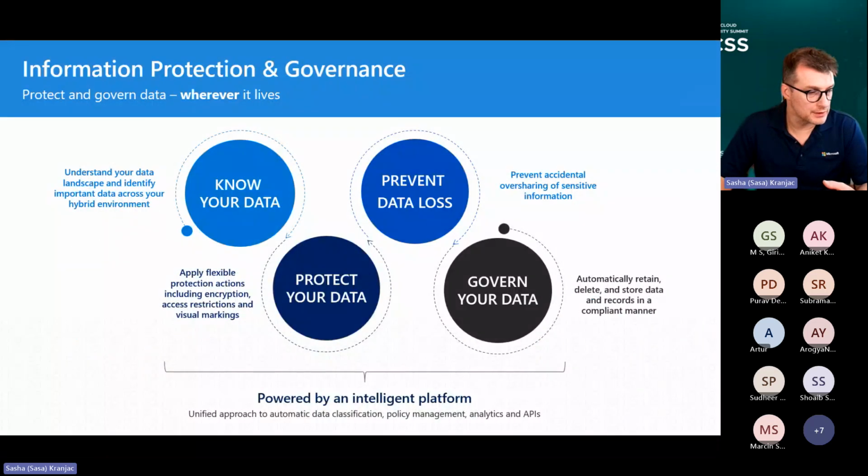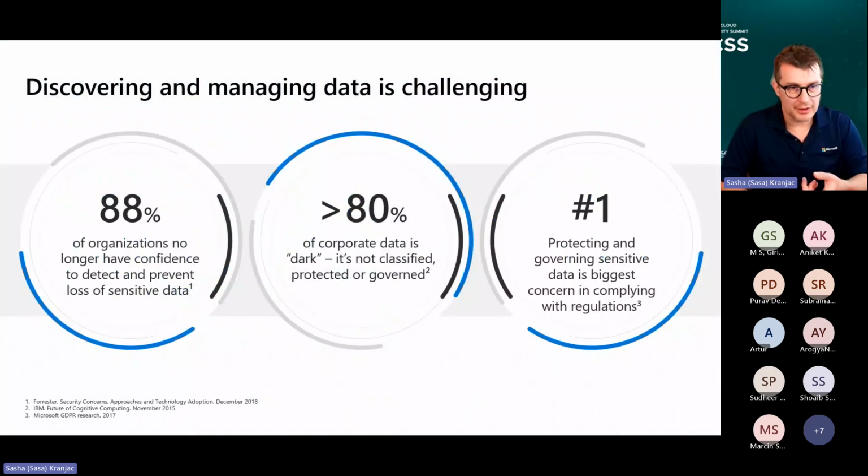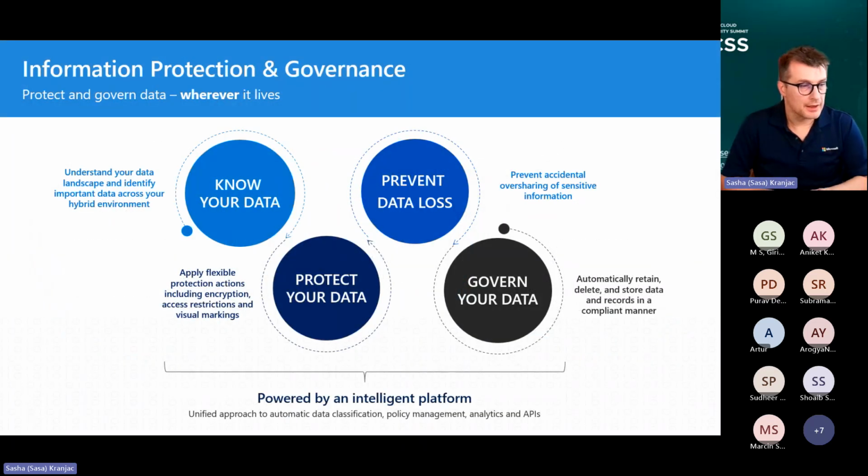All of these organizations no longer have, for example, confidence to detect and prevent loss of sensitive data, and so on. So information protection and governance is protecting the information, governing the data wherever it is. Exponential growth of data, blurring of traditional organization boundaries, and acceleration is more than challenging. So this is the life cycle of protection and governance, which is from left to right how we do it.